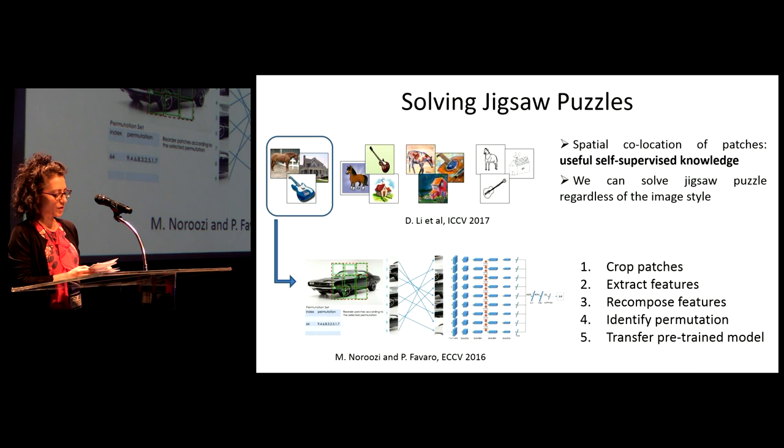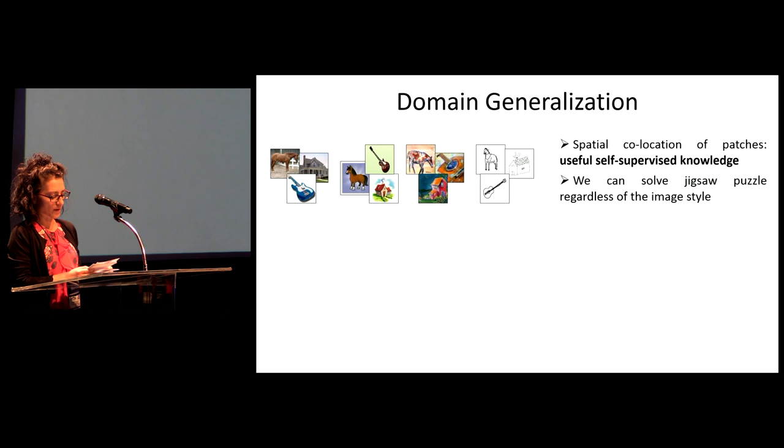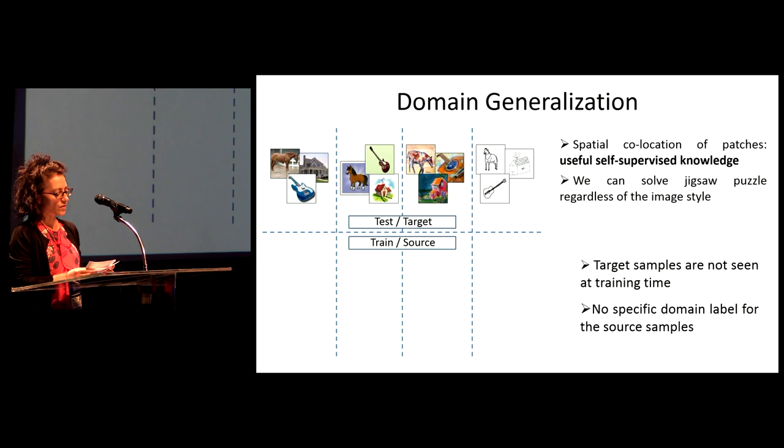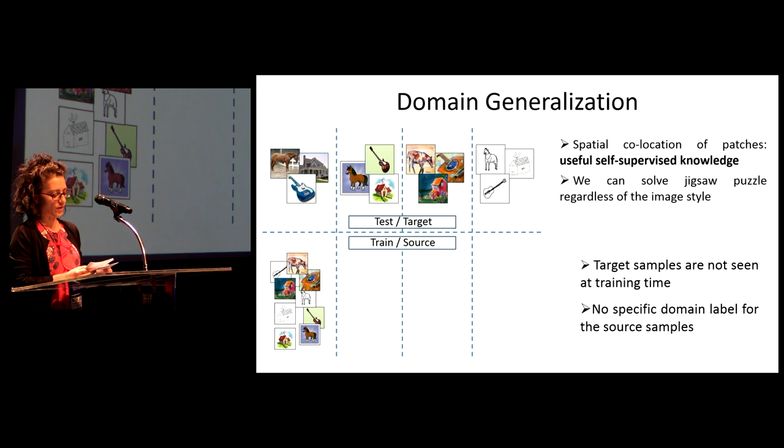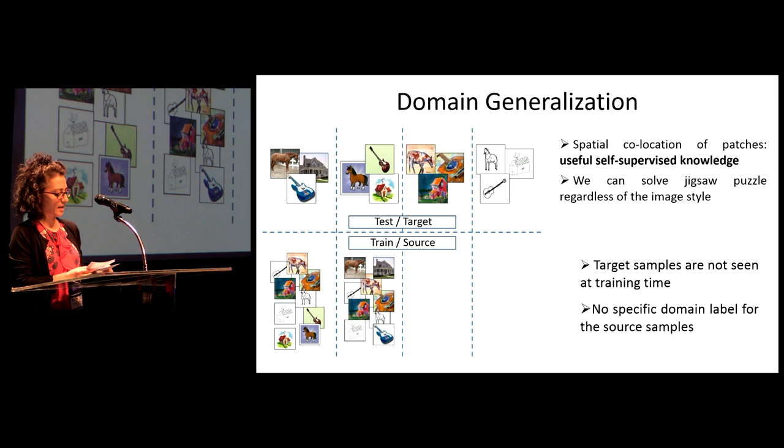In our work, we are interested in jigsaw puzzles, but our final task is domain generalization rather than transfer learning. So here, each domain is considered as the target, while the remaining ones combine together to define the source. Source and target share the same object label set, and the target is never seen at training time.